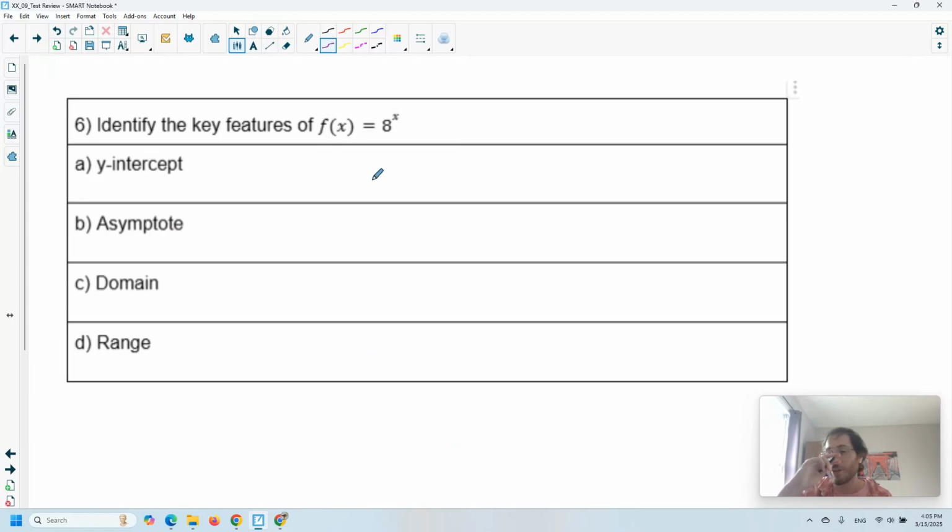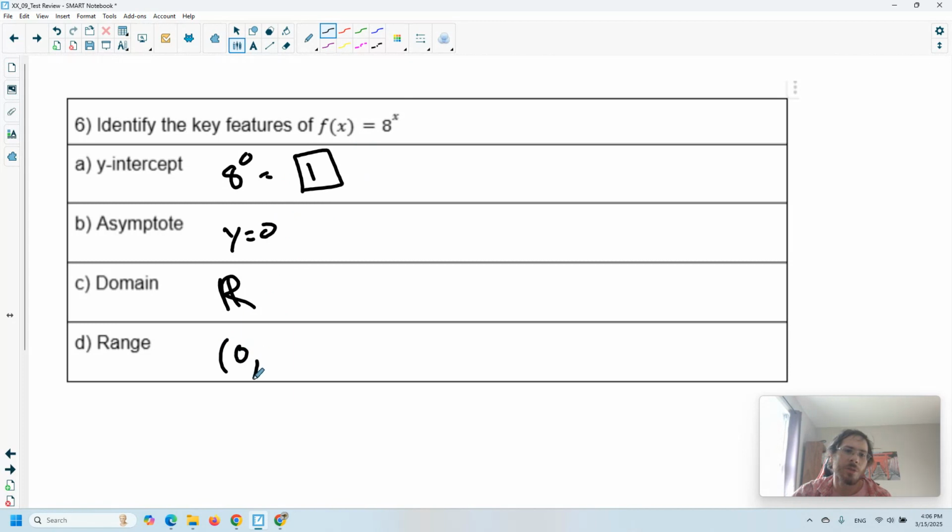For 6, we need to identify all the key features of 8 to the x power. So the y-intercept, in this case, we'll plug in 0 for x. So 8 to the 0 is equal to 1. So that's our y-intercept. The asymptote, I'm not adding anything or subtracting anything afterwards, so the asymptote is y equals 0. The domain for all the exponentials is always the same. The domain is all real numbers, and the range is the y values. So we're going to go from the asymptote, which is 0, all the way up to infinity, because we got 8 to the x.